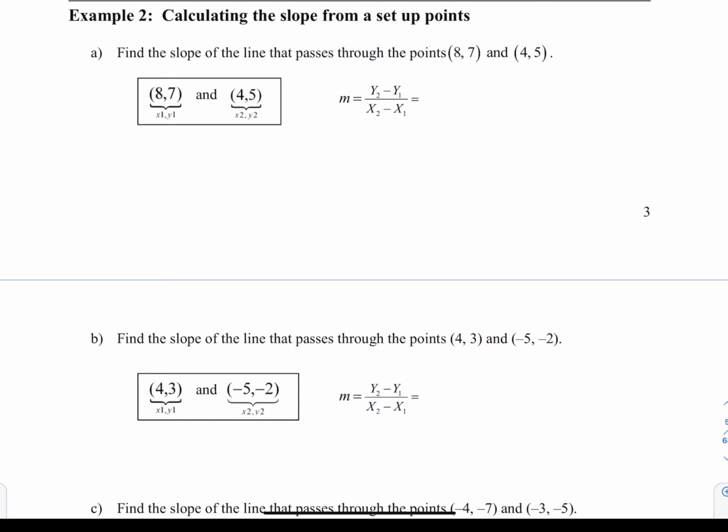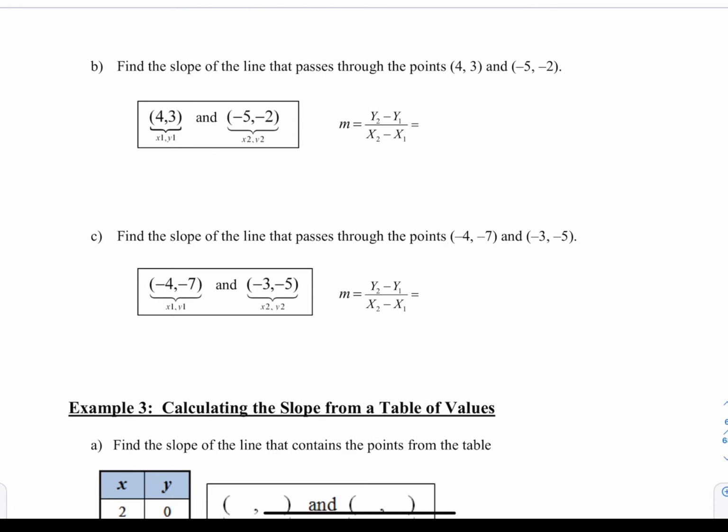So next, let's do a few practice examples given 2 points. Find the slope of the line that passes through these 2 points. So I'm identifying my y values and their difference, the x values and their difference. I get a negative over a negative, which is ultimately positive, and I get a reduced fraction of 1/2. The slope of that line is 1/2. The little m value is 1/2.